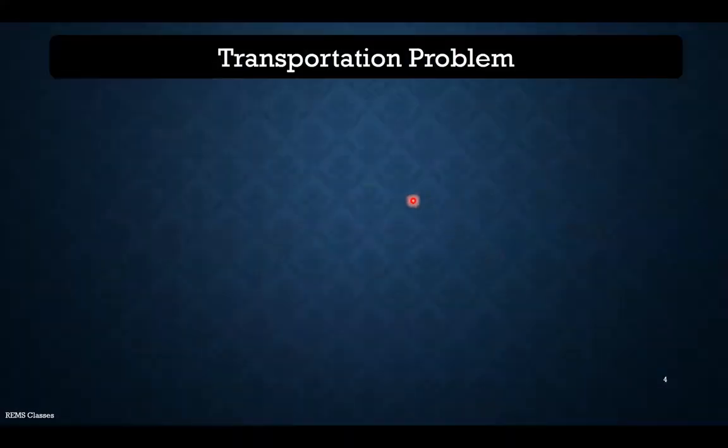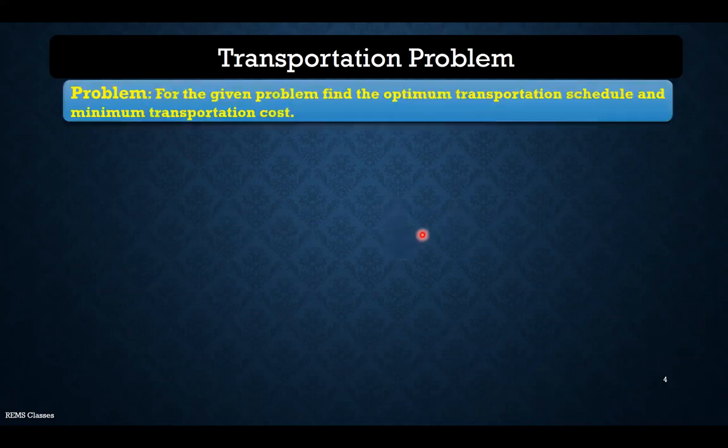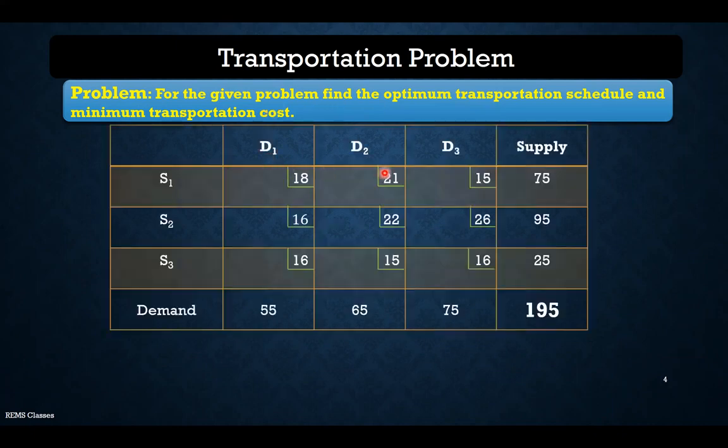For understanding the northwest corner method, we will go with one problem, which is listed below. For the given problem, we have to find the optimum transportation schedule and minimum transportation cost. This is a transportation problem. The first thing we have to do is check whether the given transportation problem is balanced or not.